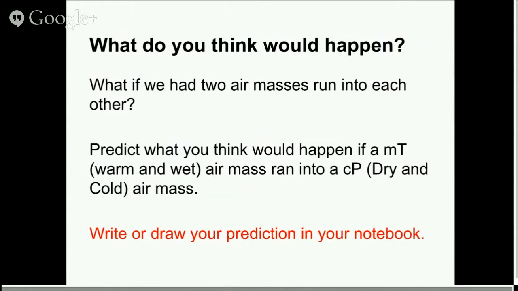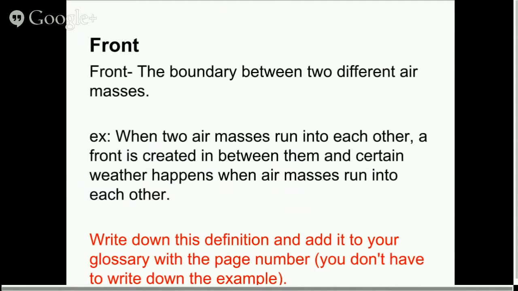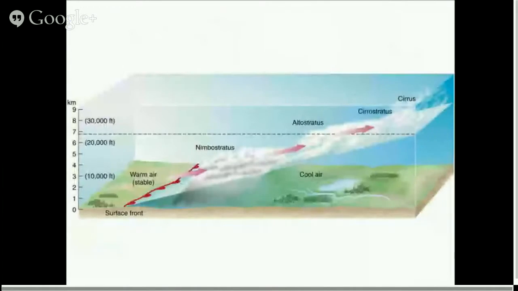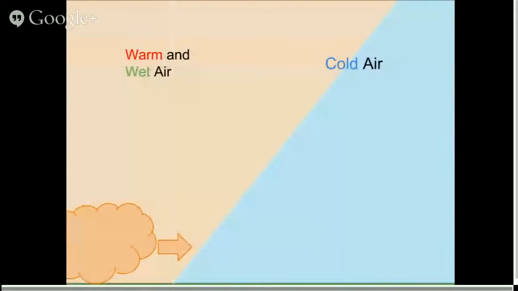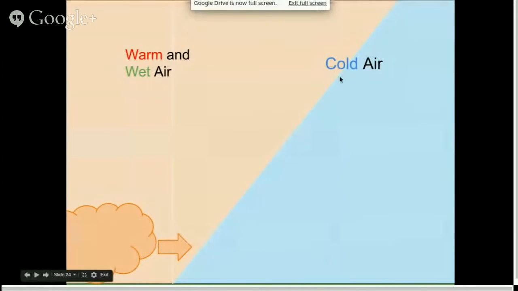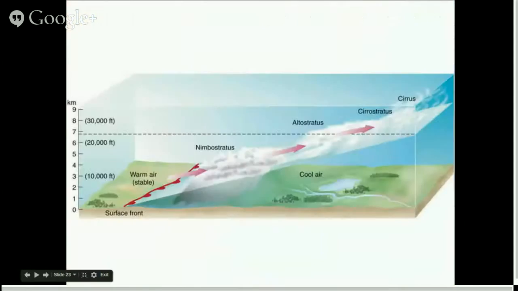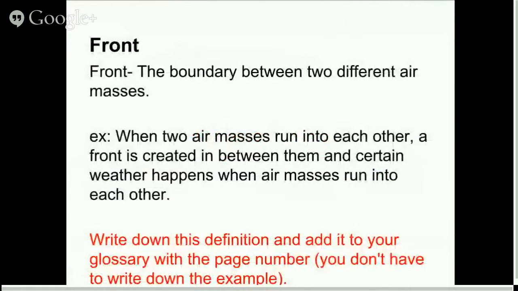All right, what do you think would happen if two air masses ran into each other? Write or draw your prediction in your notebook. Go ahead and pause it. The simple answer is weather would happen. A front is a boundary between two different air masses. So you'll get warm air and cold air, and this line right here would be the front, because this is where they run into each other. Write this definition in your notebook. Go ahead and pause it.